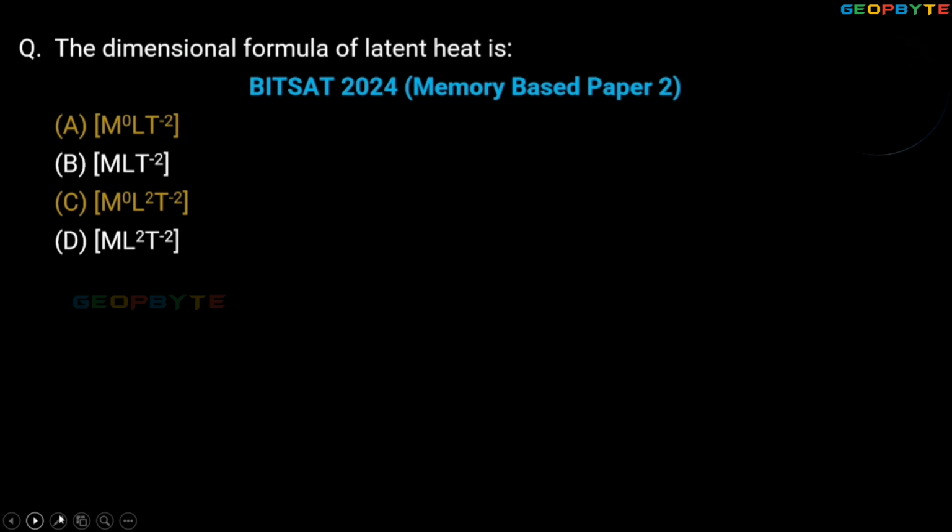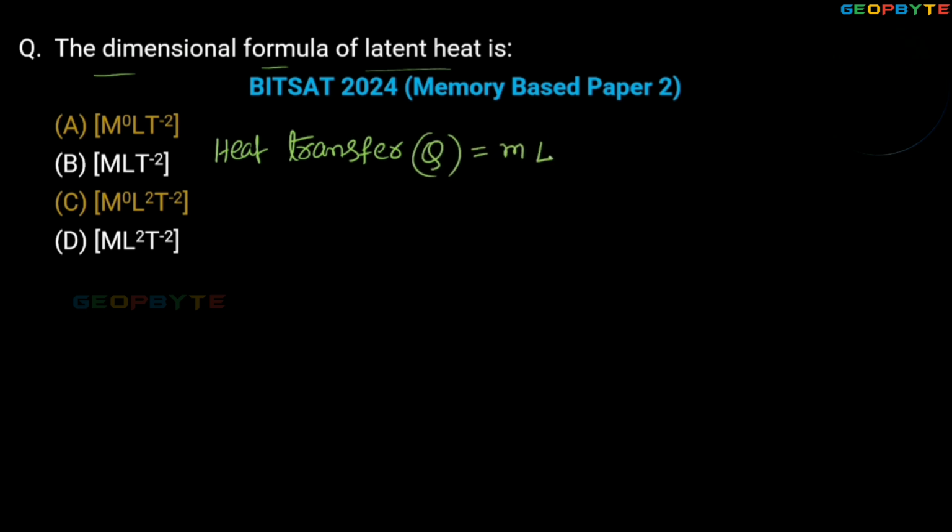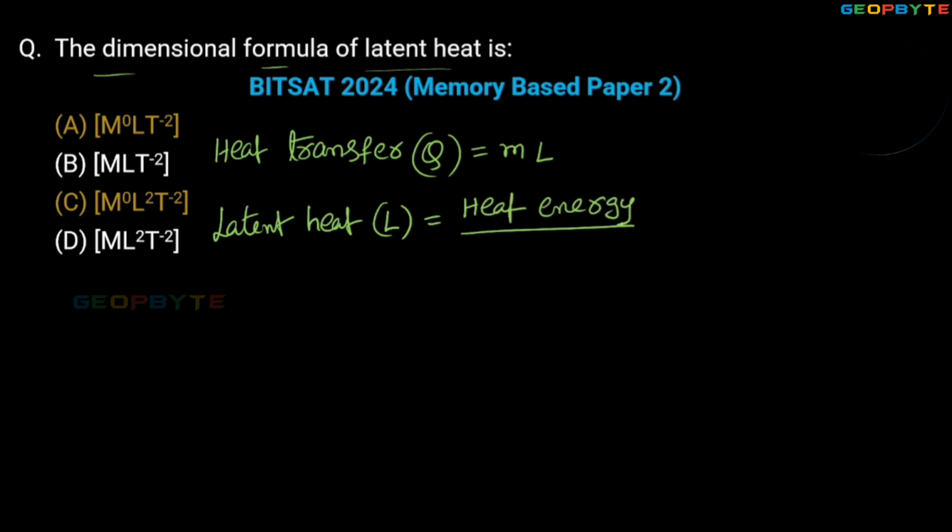Look at the very first question asking like this. The dimensional formula of latent heat is... Heat transfer is a kind of energy. Heat transfer Q equal to mass into latent heat. From this, latent heat L equal to heat transfer, or I can say heat energy, divided by mass.